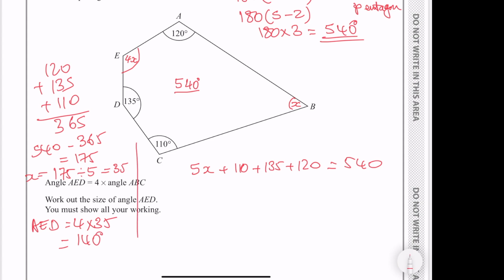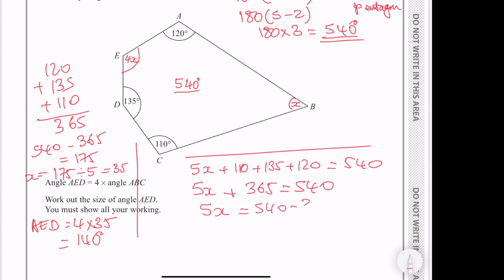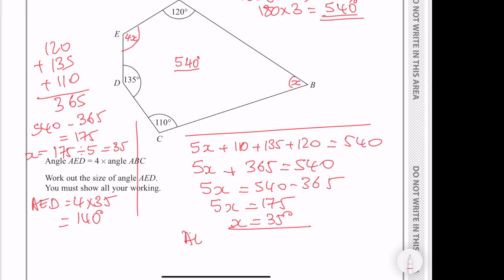The other way is make your own equation. This is very important to do because you may have a question that says form your equation and solve it. So here you have to do 5x plus 365 equal 540. 5x equal 540, take away 365. 5x equal 175. So x equal to 35 degrees. And the angle AED is 4 times 35 equal 140 degrees. Okay, problem solved, yeah?